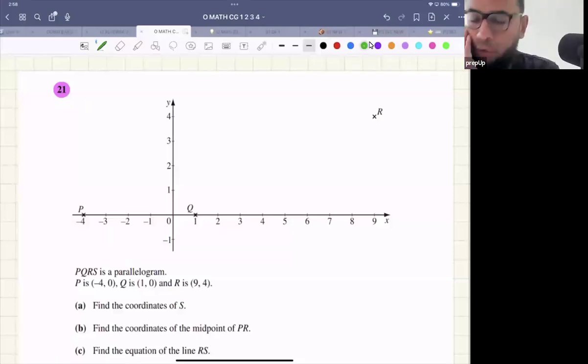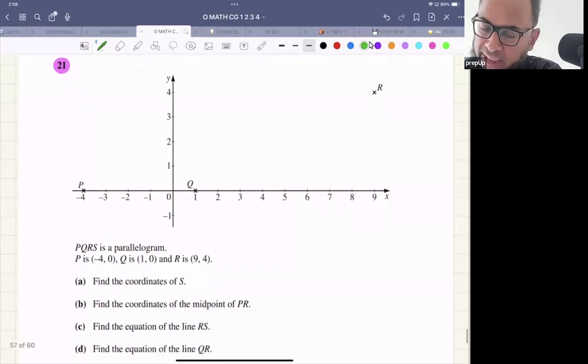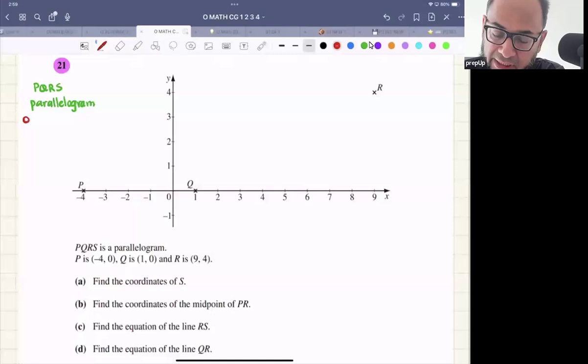So now let's look at question number 21. The question says that PQRS is a parallelogram. There is P, there is Q, there is R, and where is S? Find the coordinates of S. Now the very first thing is, what is the definition of a parallelogram? When we use the term parallelogram, it means opposite sides are parallel as well as equal in length.